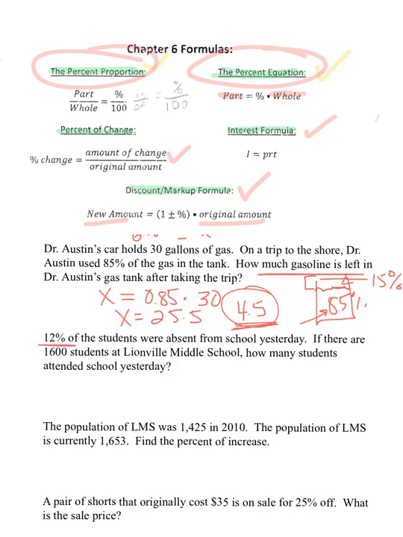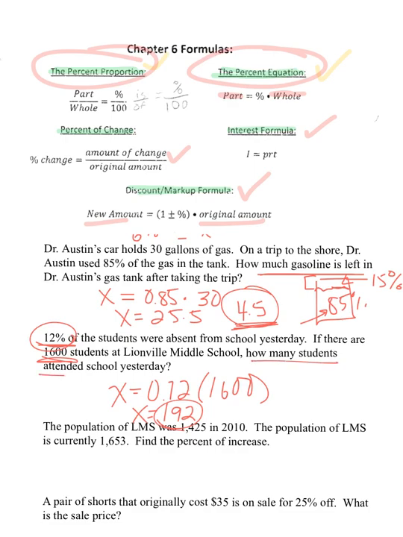So 12% of the students were absent. If there's 1,600, you just have to determine what do those two values mean. So you have X is your part equals 12% of 1,600, the whole. You're looking for that part again. So X is equal to 192. And again, 192 represents your part, and your part and your percent have to mean the same thing. So 12% means the kids that were absent. So 192 means the kids that were absent.